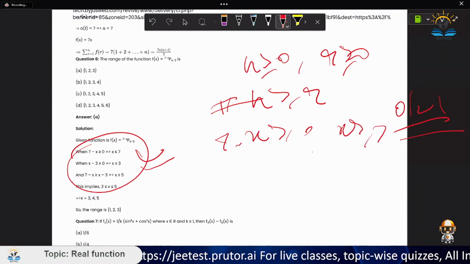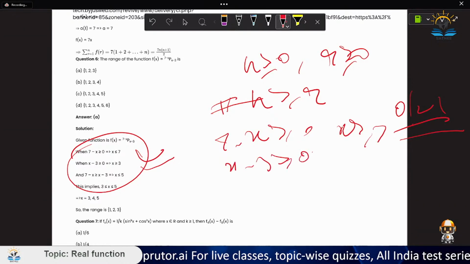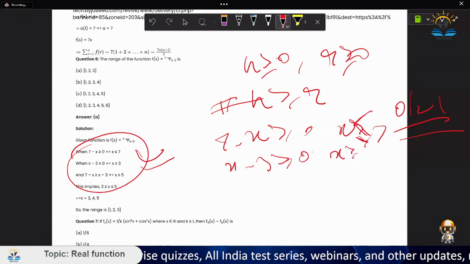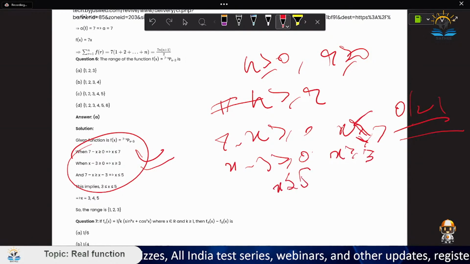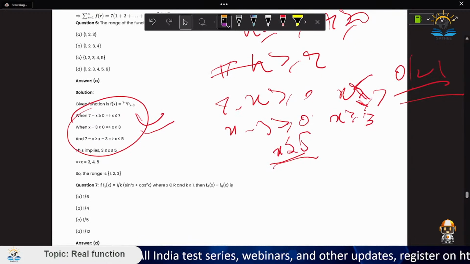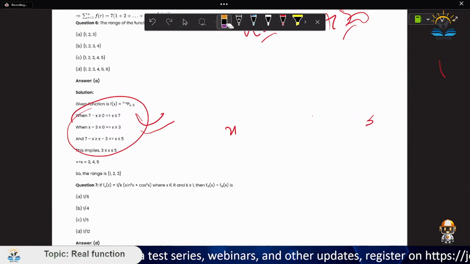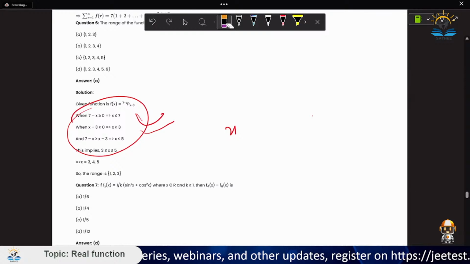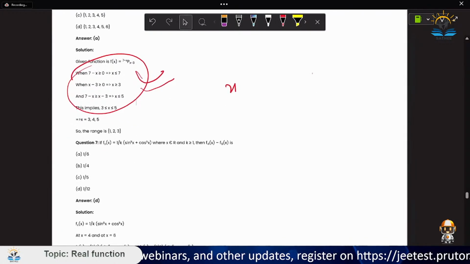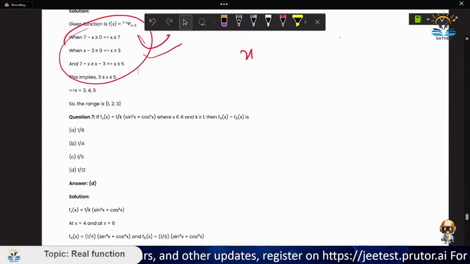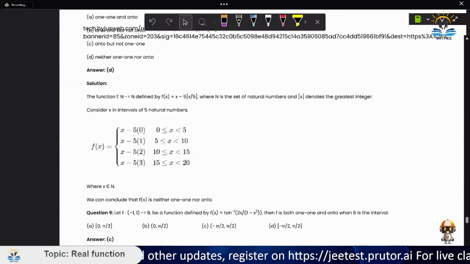Greater than or equal to 7 for x minus 3 greater than or equal to, and the latter gives x is less than or equal to minus 5. So we have the values of x, so we can calculate the range equally. Let's move on to the next part of the question. What I mean is the next question. Let's take another question.